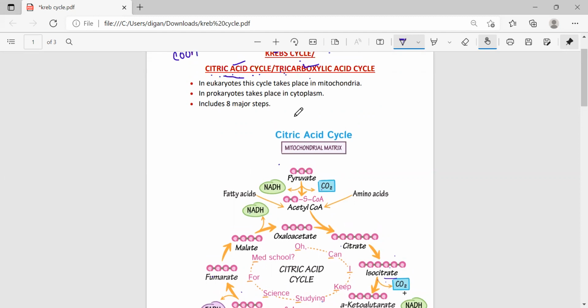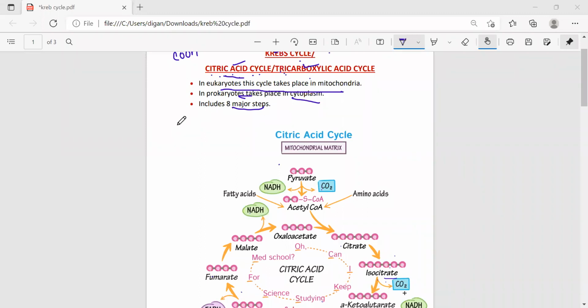Now come to the location of this cycle. In eukaryotes, this cycle takes place in mitochondria, whereas in prokaryotes, this cycle takes place in cytoplasm. And this cycle has eight major steps or eight major reactions. Now come to the cycle.